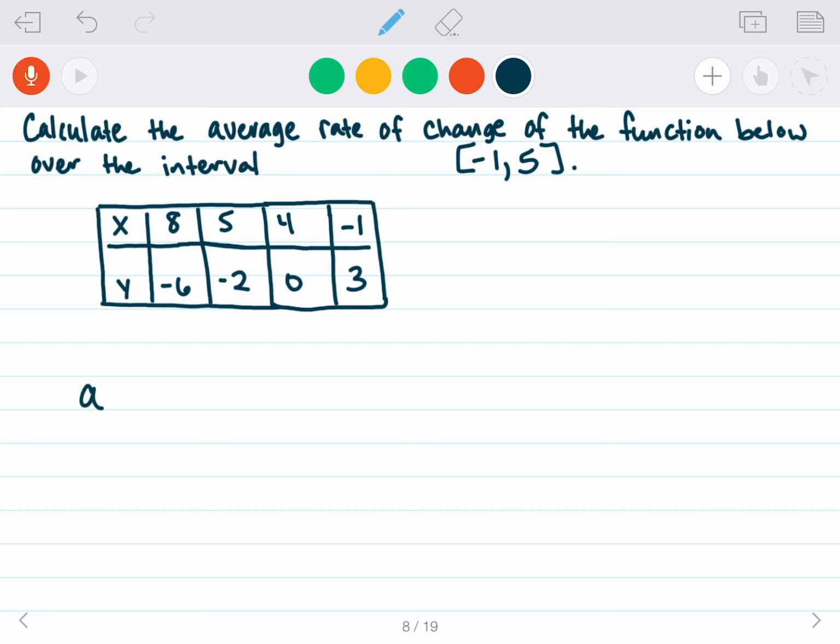Okay, let's try a word problem here. A ball thrown in the air has a height that's modeled with this function. H of t equals 90t minus 16t squared feet after t seconds. What are the units of measurement for the average rate of change? What does your answer tell you about how to interpret the average rate of change?